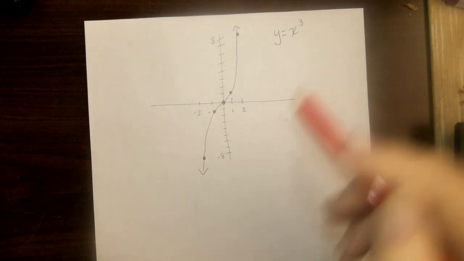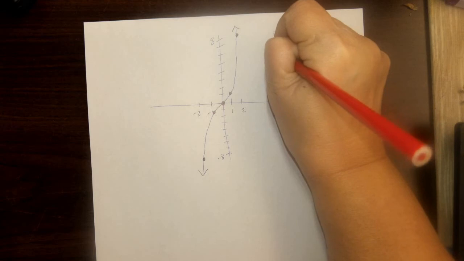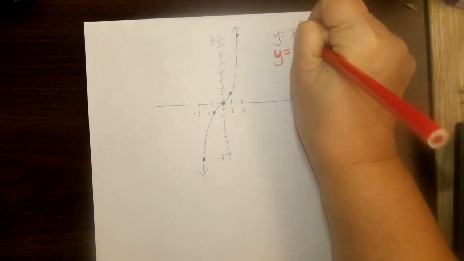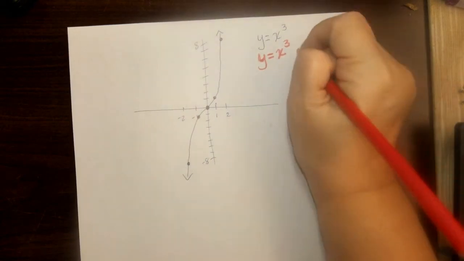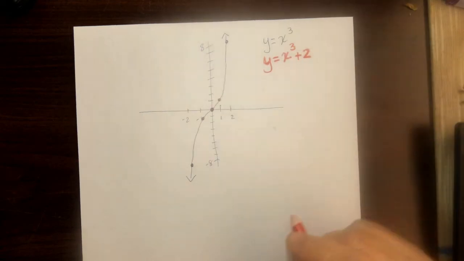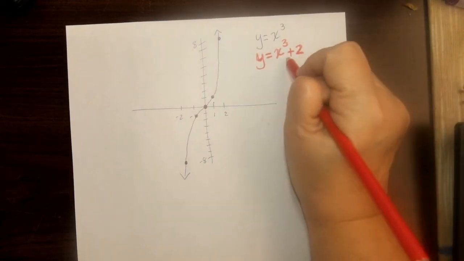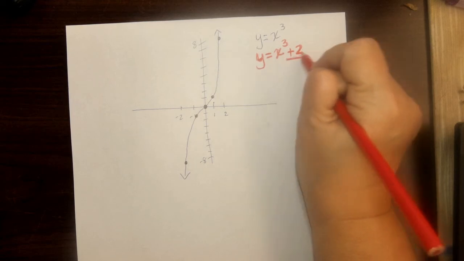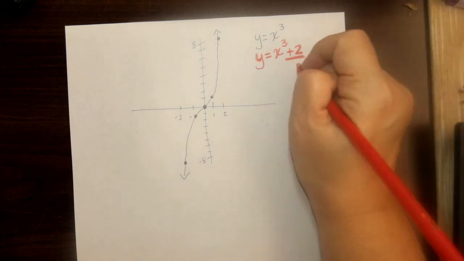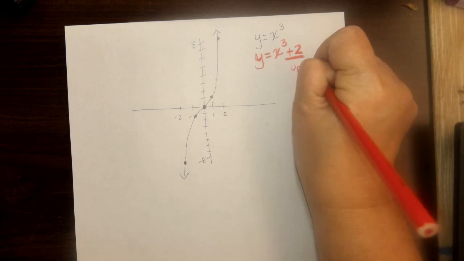Alright, so in a different color, if I have y equals x cubed plus 2. Okay, what is this plus 2 going to do? Everything is going to move up 2. This is going to be called a vertical shift up 2.